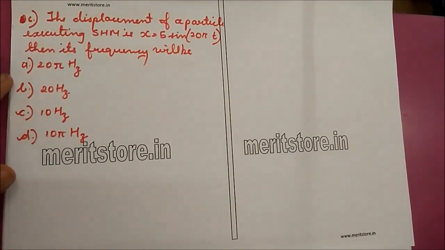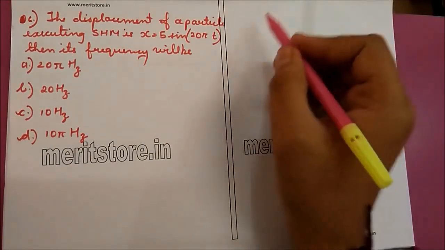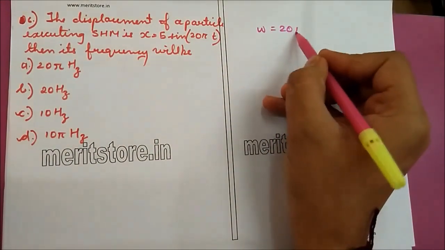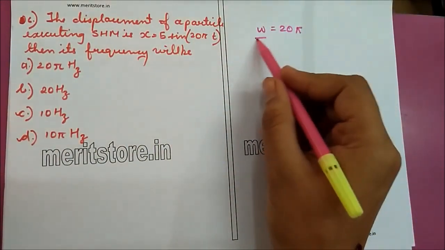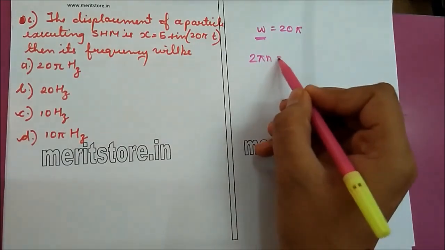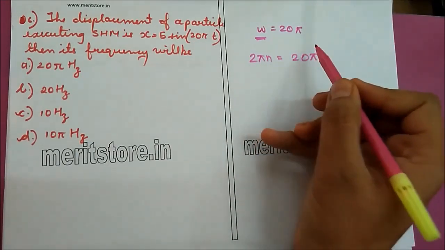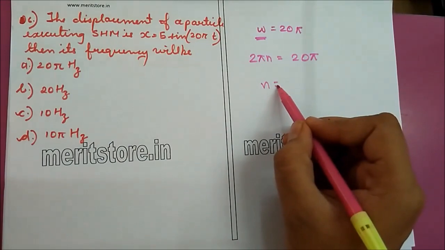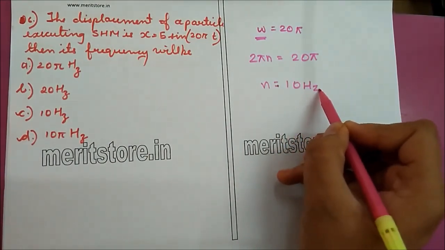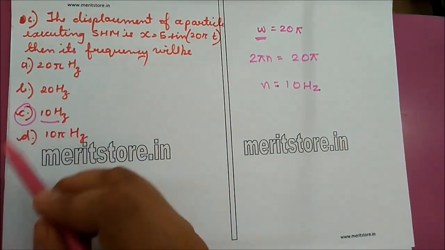Question 6. The displacement of a particle executing SHM is x is equal to 5 sine 20 pi t, then its frequency will be. Now to solve this question we know omega is equal to 20 pi. The value for omega is 2 pi n, so n is equal to 10 hertz. So option C, 10 hertz is the correct answer.